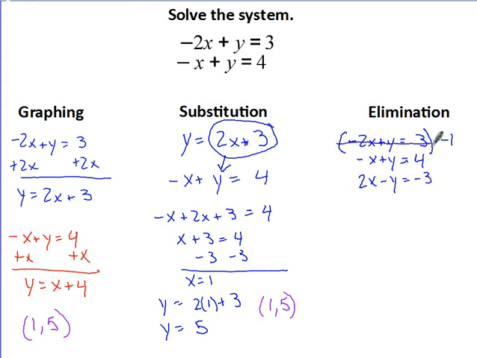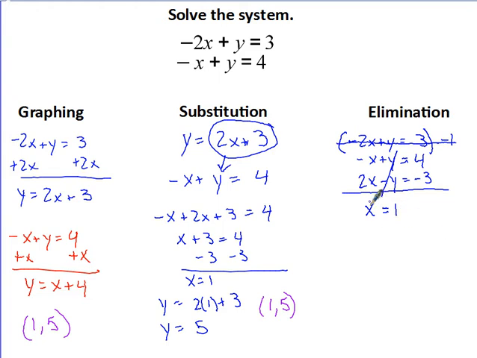Now I'm done with this one. Now I'm going to take these two equations that I have and I'm going to add them together. So negative x plus 2x would just be x. Y plus negative y would be 0y. So my y's are now canceled out. And then 4 plus negative 3 would be 1. So I have x equals 1.